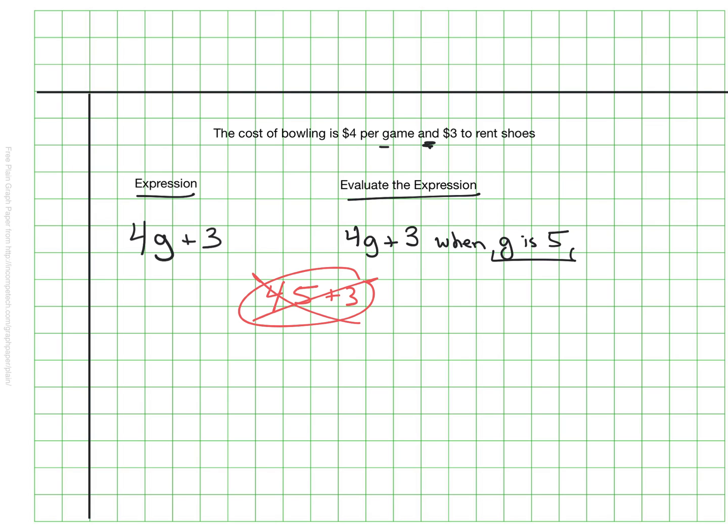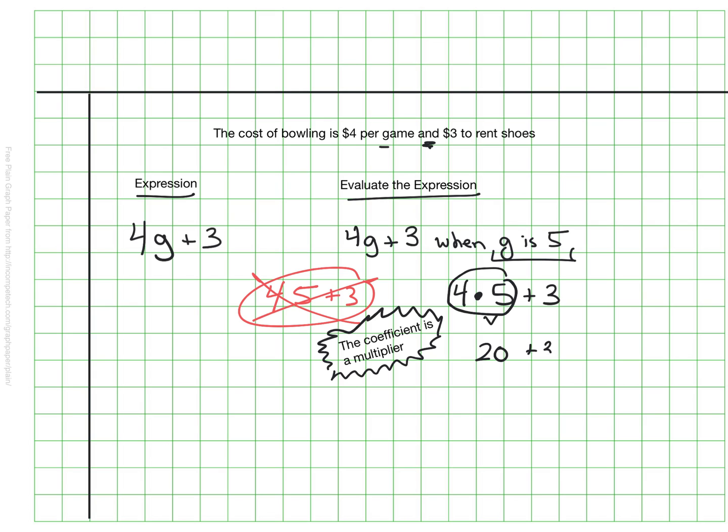What this really means is that we have 4 times our value of G, which is 5, plus 3. And I know that because I remember that the coefficient is a multiplier. It tells us how many of something there is, right? So there's 4 5s plus 3. So now that I have it set up, I'm just going to use order of operations, and I'm going to do my multiplying first. So that would be 20 plus 3. My answer is 23. So if I evaluate the expression 4G plus 3 when G is 5, my answer would be 23, right? And this would change if I played a different number of games or substituted a different value in for G.